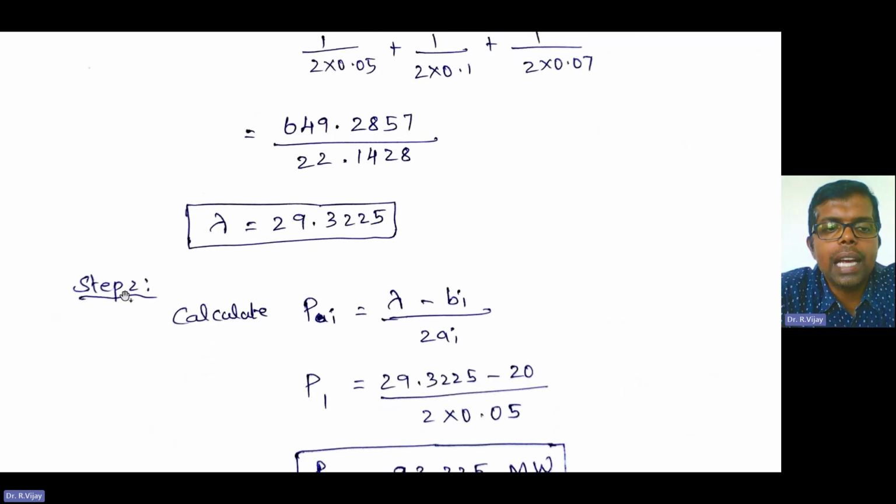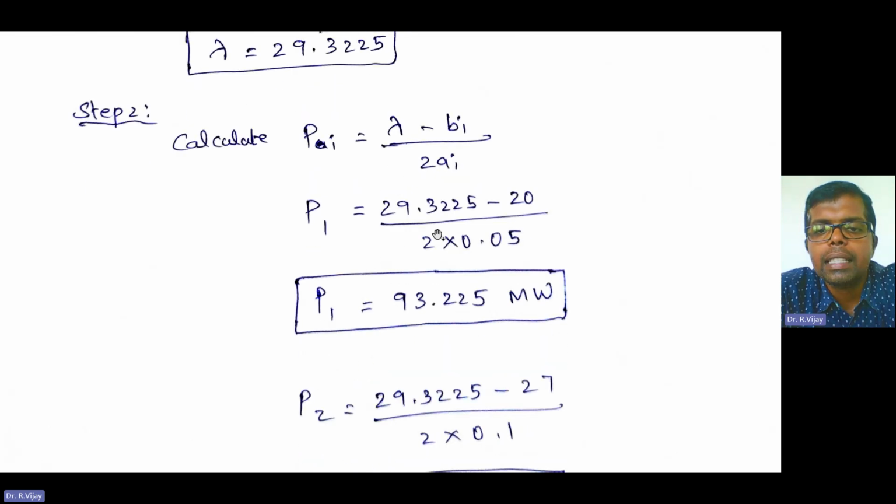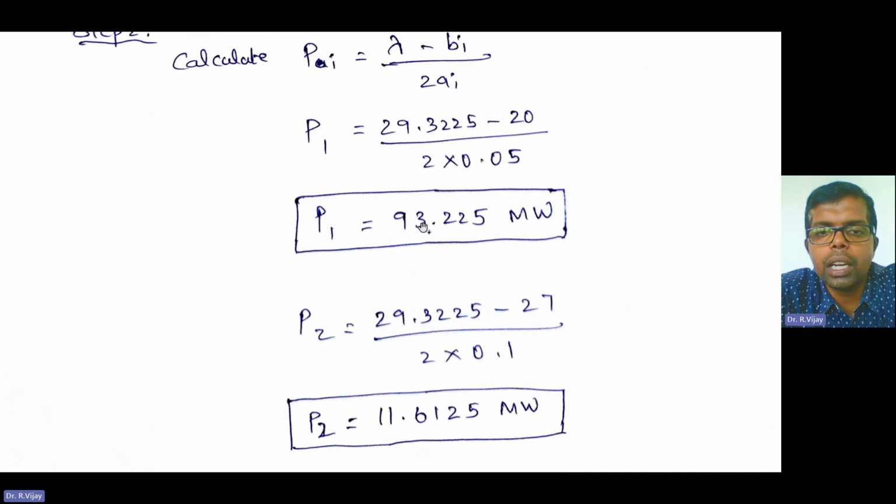Similarly, you need to calculate Pi. What is the formula for calculating Pi? Pi is equal to lambda minus Bi divided by 2Ai. Here lambda is given as 29.3225, minus B1 divided by 2A1. So B1 is 20, divided by 2 into 0.05. Simplifying, you will get the answer as 93.225 megawatt. That is P1. Tell me in the comments whether you are getting the same answer or not.